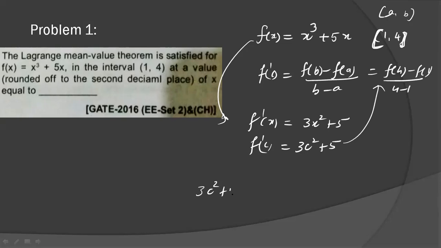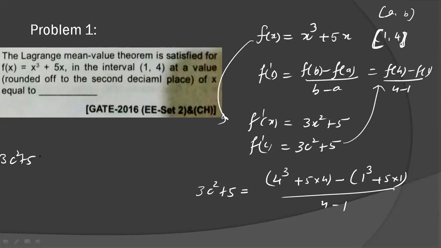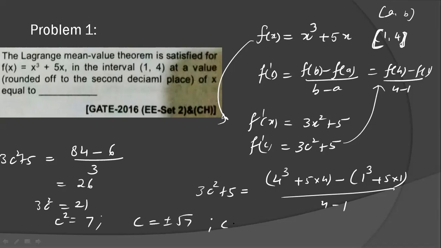So it will be 3c square plus 5 is equal to f(4), it means 4 cube plus 5 into 4, minus f(1), 1 cube plus 5 into 1, upon 4 minus 1. So 3c square plus 5 is equal to (84 minus 6) upon 3. It is your 78 by 3. It will give you 26. So 3c square is equal to 21. C square is equal to 7. So c will be plus minus root 7, or c will be plus 2.645 and c will be minus 2.645. Both you will get, the plus and minus, and this value is belonging between 1 comma 4.